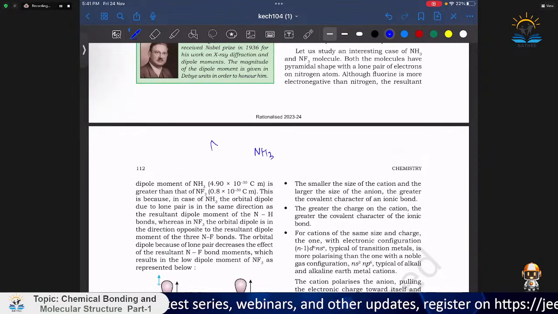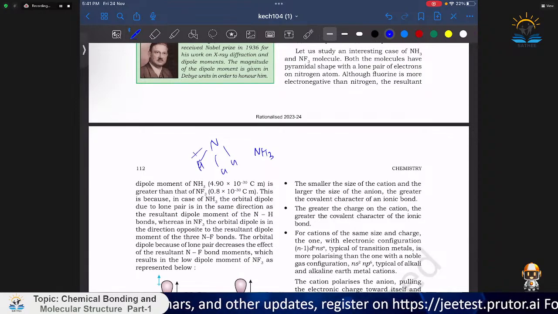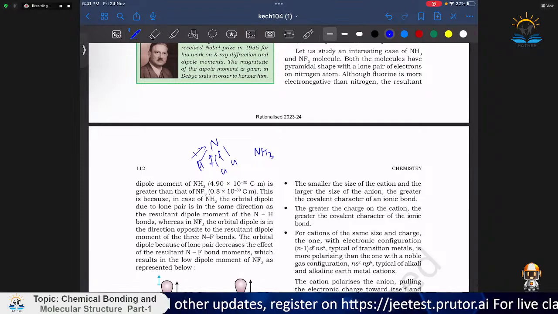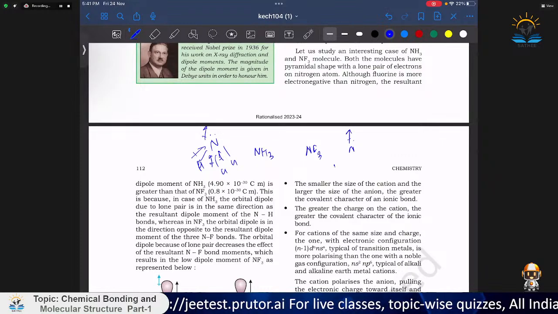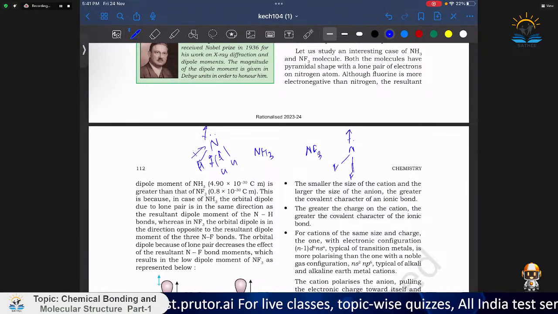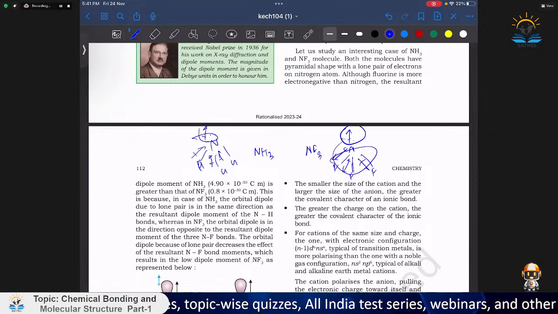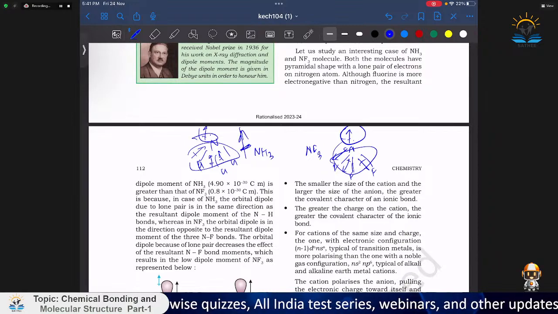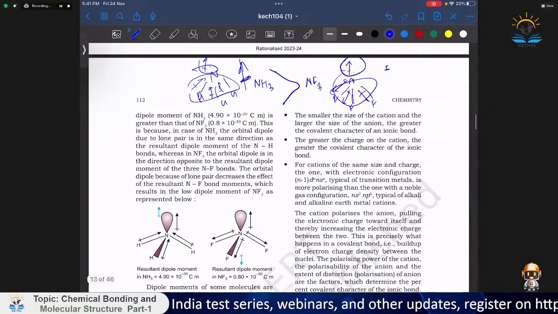NH3 is something like this, and the dipole moments are towards the nitrogen. There is a lone pair also. Now NF3, the dipole moments are towards your fluorine. See, these two arrows are in different directions, but these are in the same direction. So this results in a decrease. So NH3 has a larger dipole moment, right?